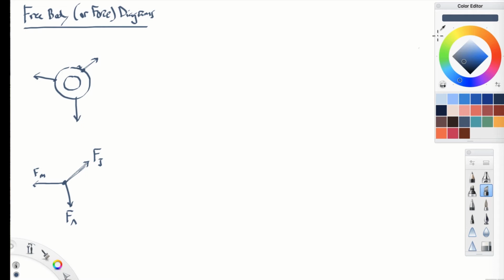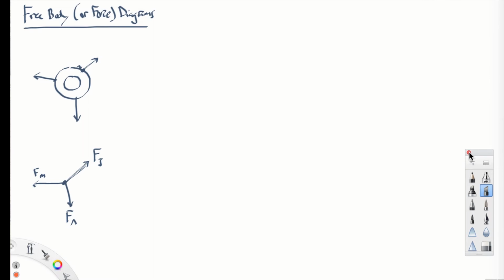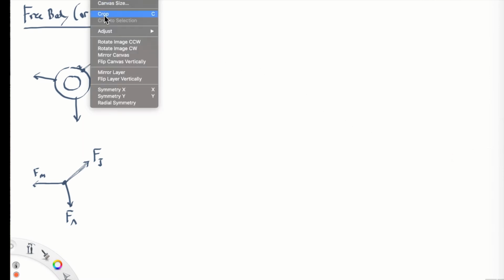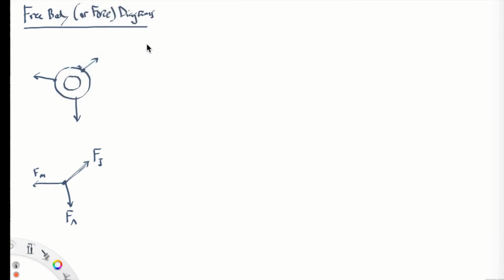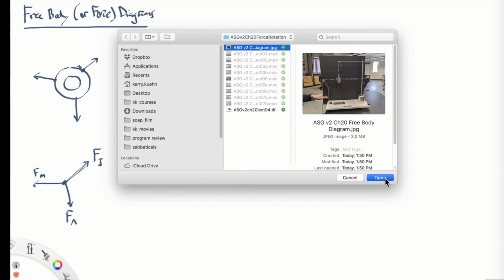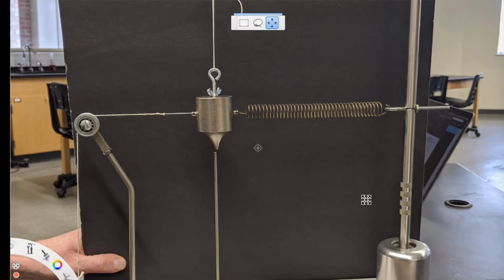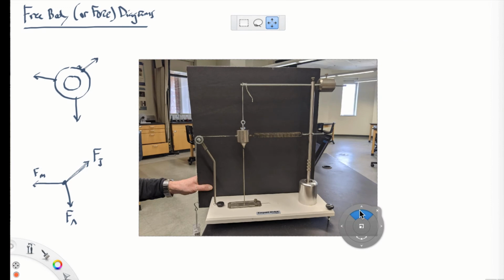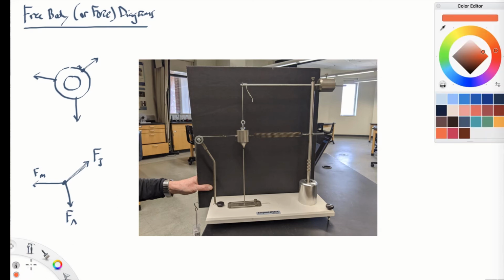Now we are going to draw some free body diagrams for the force and rotation apparatus. Let me get rid of these for the moment. Let's import an image. This is a picture that Professor Schindler took. It's awfully big, so let me scale it down a little bit. This hanging mass really does kind of look like a force diagram, so let's draw arrows on this to indicate what the force diagram looks like.